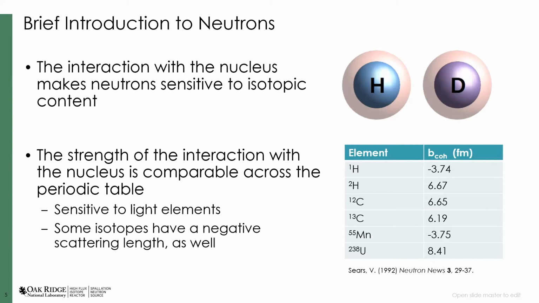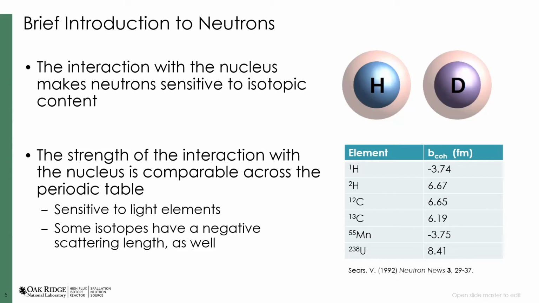The other thing that's really important to know about neutrons, for those of you who aren't familiar with them, is that because the interaction is with the nucleus, it's an interesting thing. It gives you some unique utilities. However, importantly, the strength of the interaction between a neutron and a nucleus is comparable across the entire periodic table. That means that neutrons are very sensitive to light elements in a way that X-rays are not necessarily sensitive. And there are also some elements, isotopes, that have a negative scattering length. That allows you to do very creative things when it comes to labeling materials.